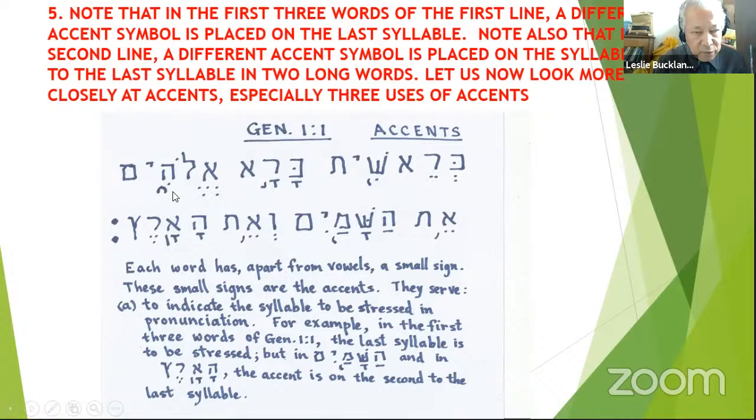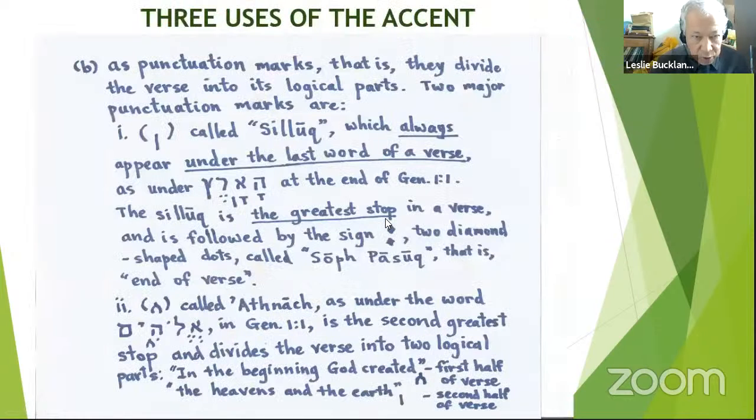The athnak therefore tells you this is the first part of the verse. And when you start on the other line, you know it's the second part of the verse. So it acts as punctuation marks.